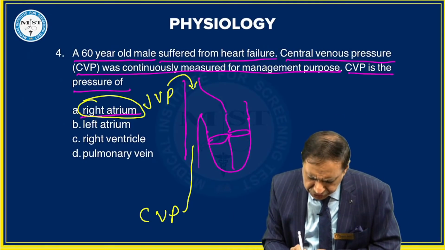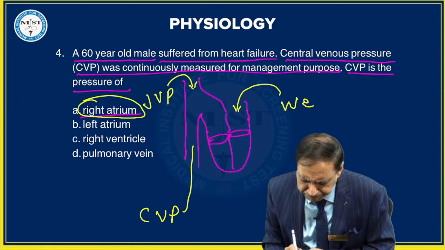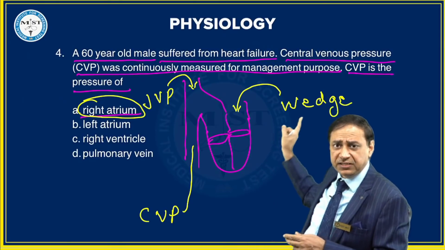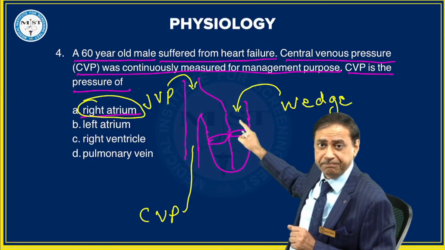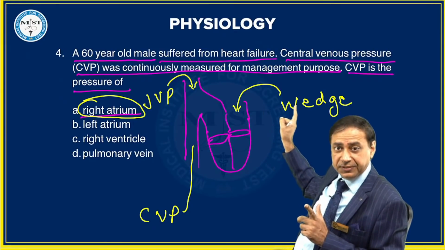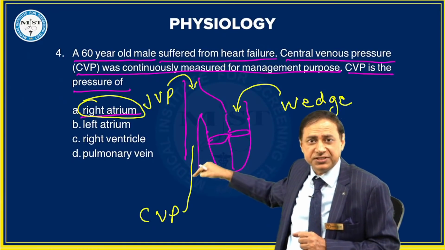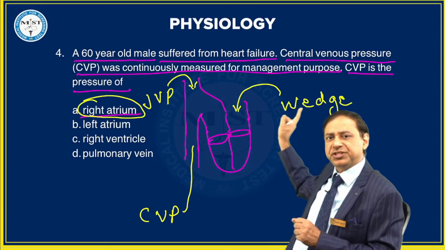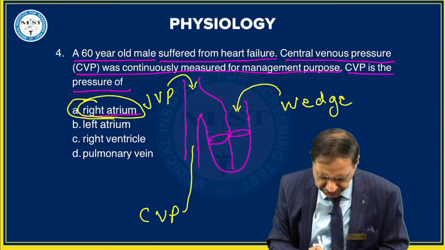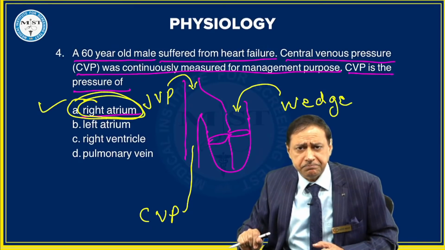To measure the pressure of the left atrium, you will do the wedging. Wedge pressure will tell you the pressure of the left atrium. To assess the pressure of the left atrium, we have to do the wedging. This will be done from the pulmonary artery. So right atrial pressure is CVP or JVP. Left atrial pressure is wedge pressure. So the answer here is very clear. It is the pressure of the right atrium.